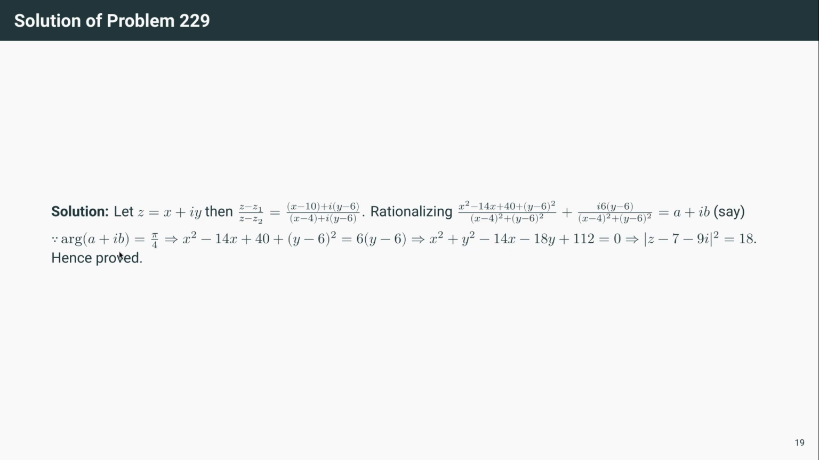In this case, since we have to find the argument, the denominator does not matter, because when we calculate b by a, the denominator will simply get cancelled. What we are interested in are these two parts. Now, since the argument is 1, these two parts will be equal, which is written here as x square minus 14x plus 40 plus (y minus 6) whole square is equal to 6 into (y minus 6). This gives us x square plus y square minus 14x minus 18y plus 112 is equal to 0, which is equal to mod of (z minus 7 minus 9i) square is equal to 18. Now 18 is nothing but (3 into square root of 2) squared, and thus we have proven the required equation.